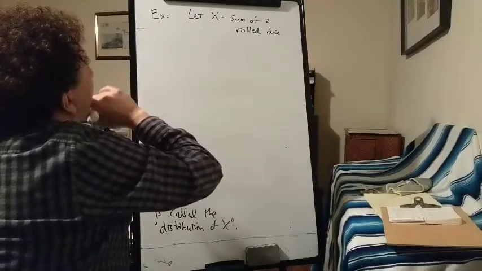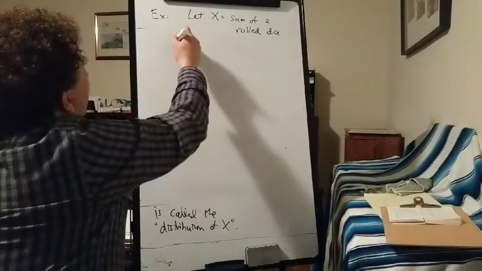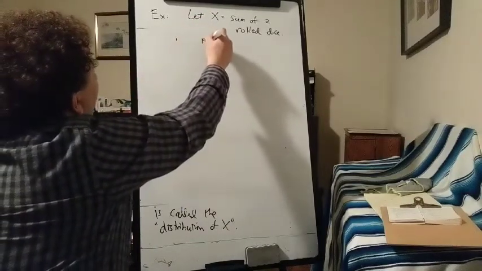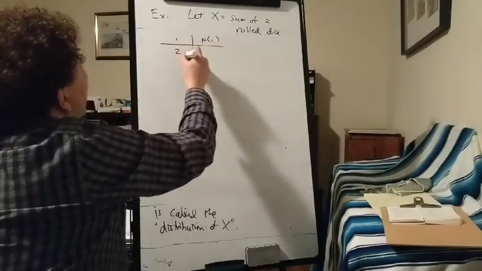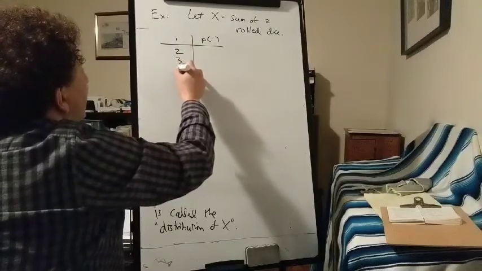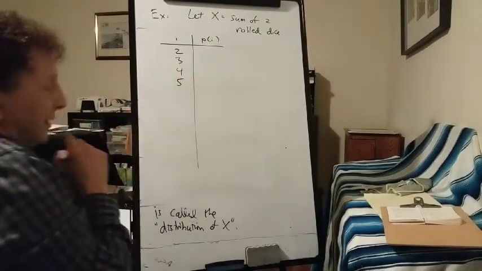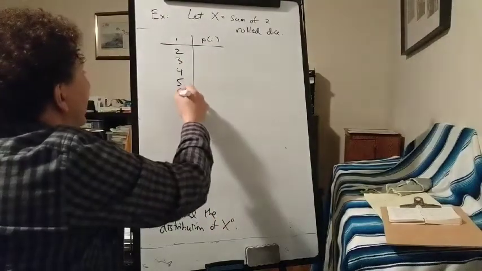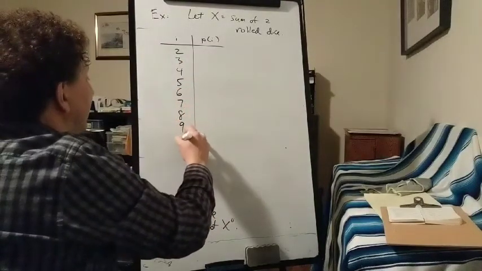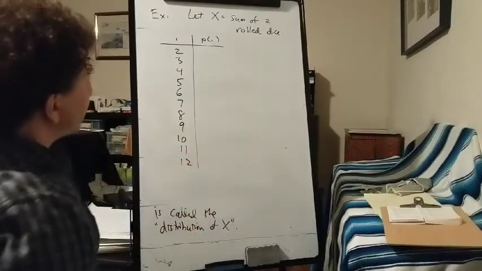So the possible values that we could see are a sum of 2 or 3 or 4. Anything, 2 is the smallest, double ones, and then 12 would be the greatest. 6, 7, 8, 9, 10, 11, 12.